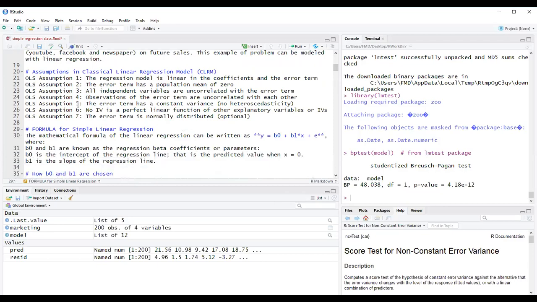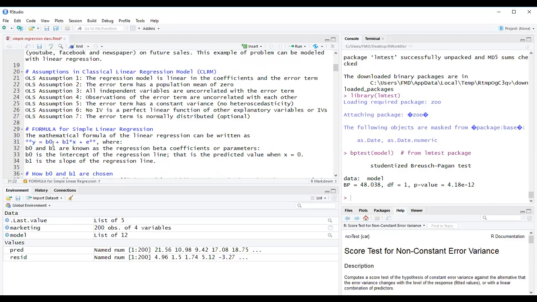Now, the formula for a simple linear regression follows this. Y is equal to beta null plus beta 1 times x. Your y here is your dependent variable, and your x is your independent variable.